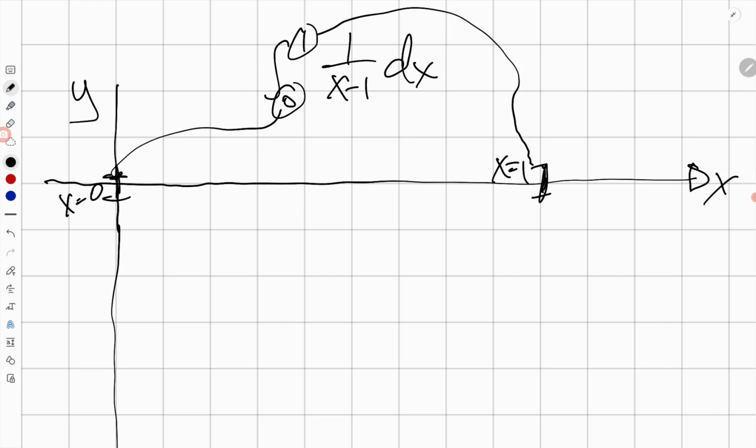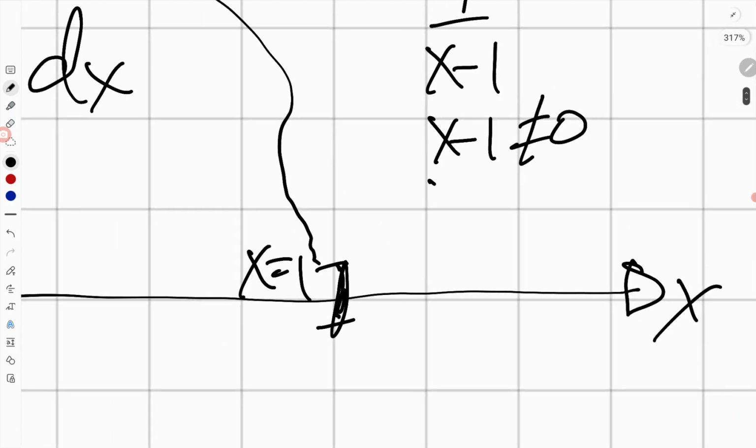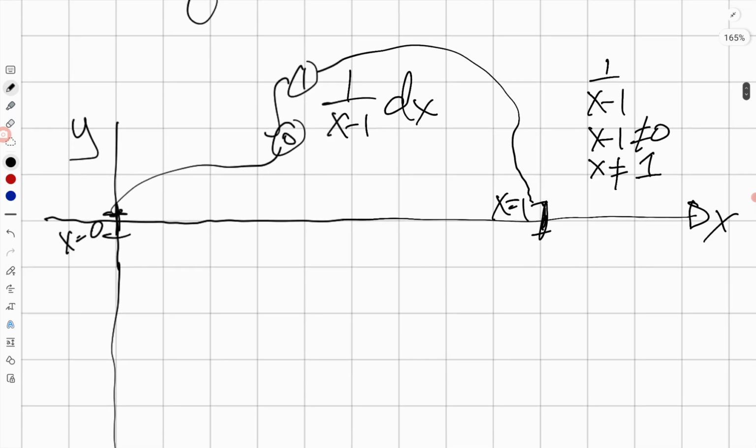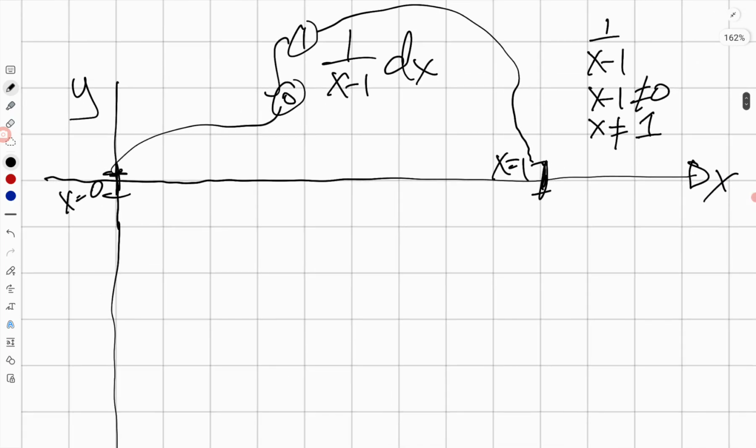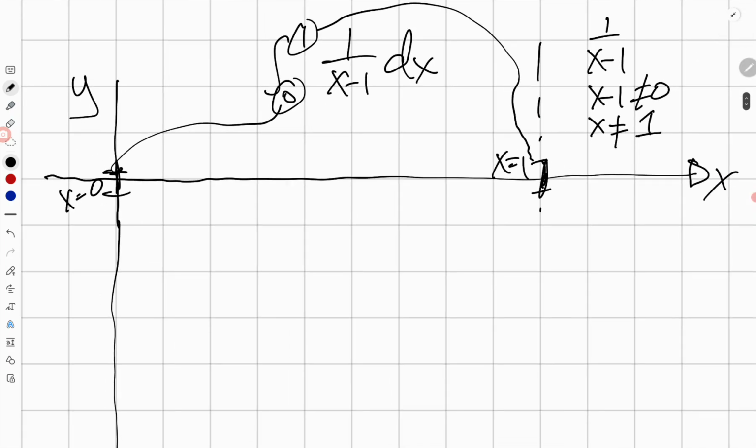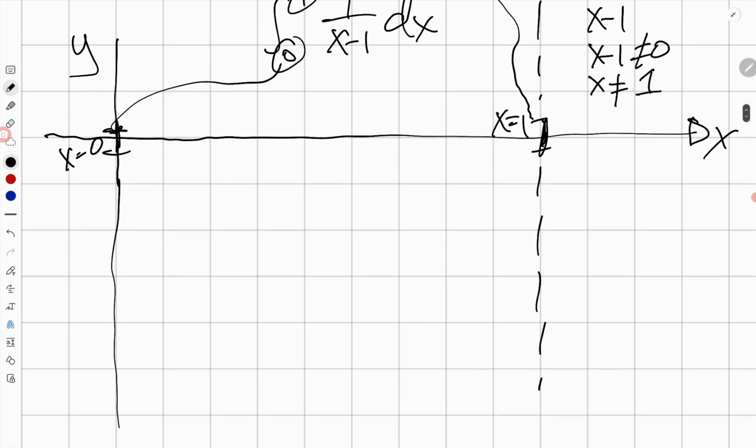But the 1 has a very specific impact. So look at it. We have 1 over x minus 1. So x minus 1 cannot be equal to 0, to avoid division by 0 here. So x cannot be equal to positive 1. That means you got to draw an asymptote where x equals positive 1. Okay, so that means something like this pretty much. You indicate it with a dashed line that looks like this.